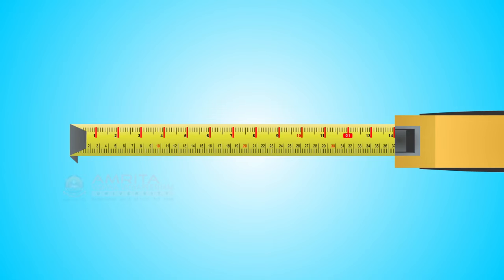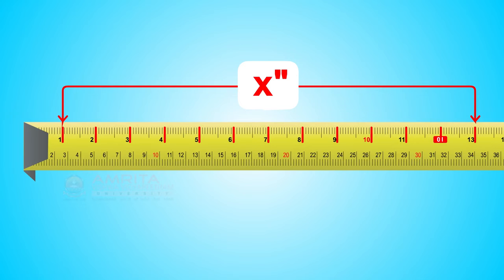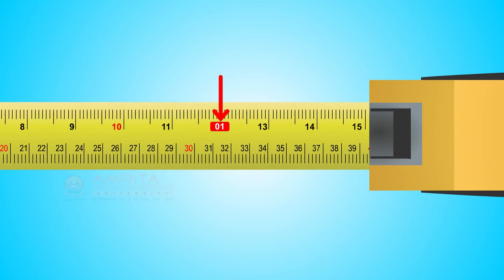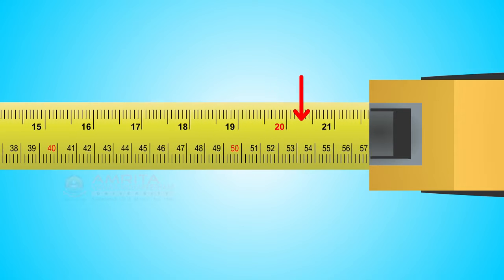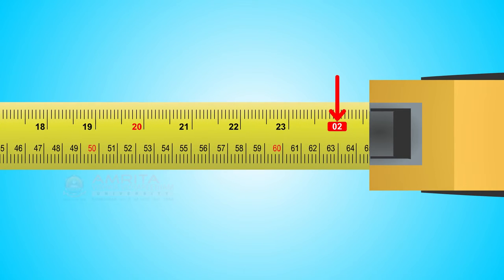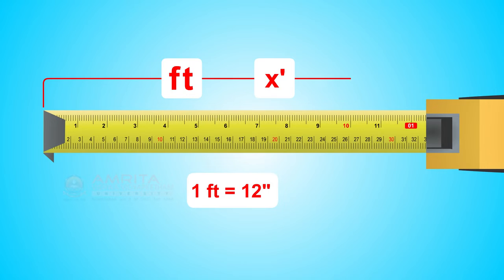Inch is a unit of measure. It is denoted by a double apostrophe. When using a measuring tape, we will always see an inch option. Feet is another unit of measure. It is used to measure long distances. The symbol for feet is FT and is denoted by a single apostrophe. 1 foot is equal to 12 inches.